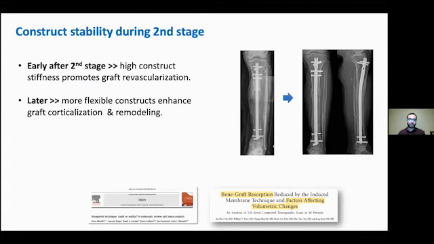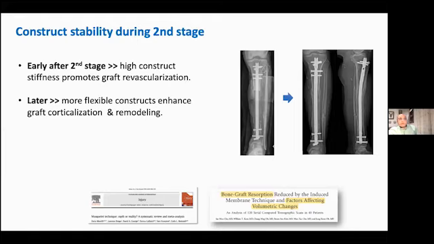The contact stability. Contact stability in the early second stage after applying the graft, we need a very high, extremely stable construct to allow graft revascularization. Later on, a more flexible construct is allowed to enhance graft corticalization and remodeling. And you could achieve this by applying a rigid fixation that can be dynamized later gradually. I think this is a good point in this case.